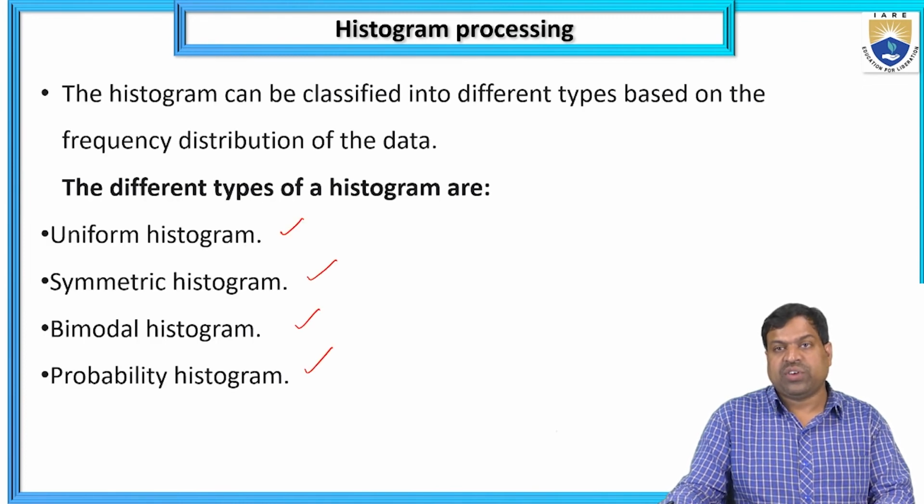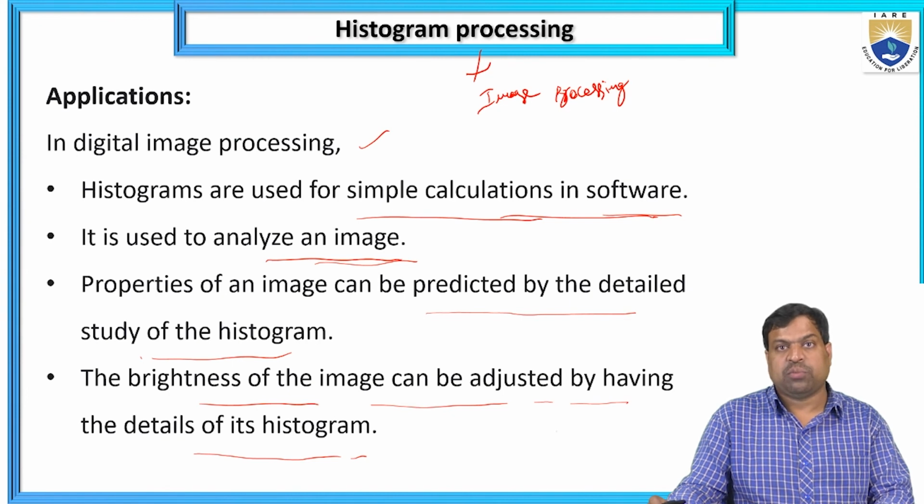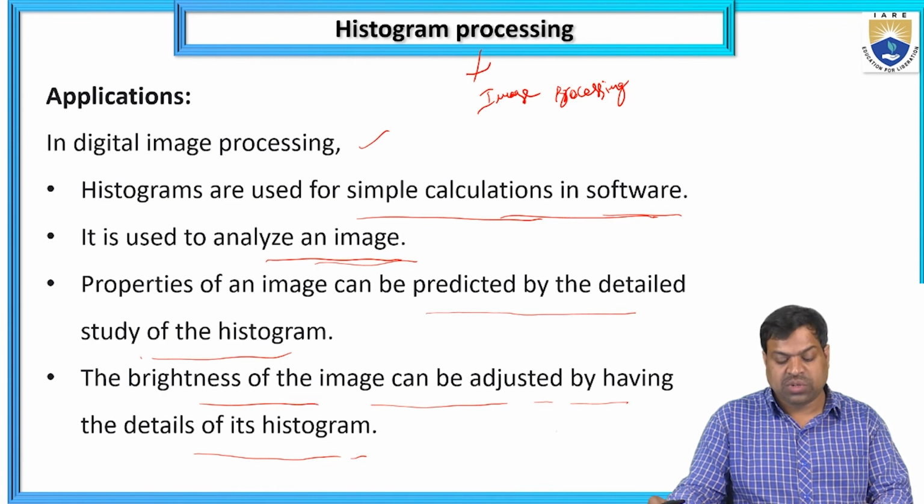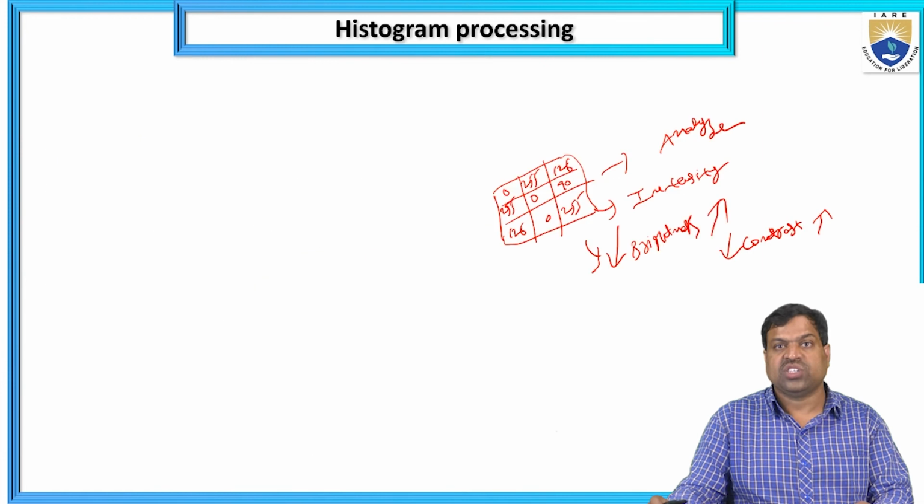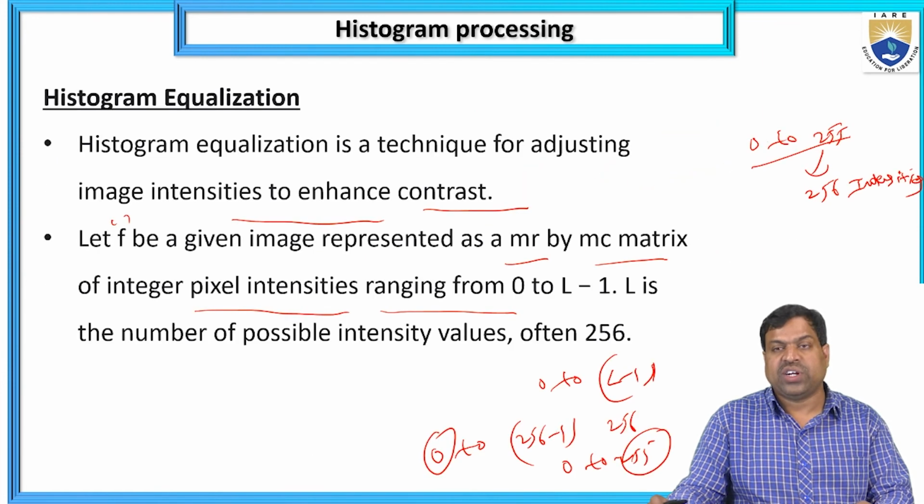So what are the different types of histograms? Uniform histogram, symmetric histogram, bimodal histogram, and probability histogram. What are the applications? Histograms are used for simple calculations in software and for analyzing the image, and by a detailed study of the histogram, the brightness of the image can be adjusted. So what is the definition of histogram equalization?